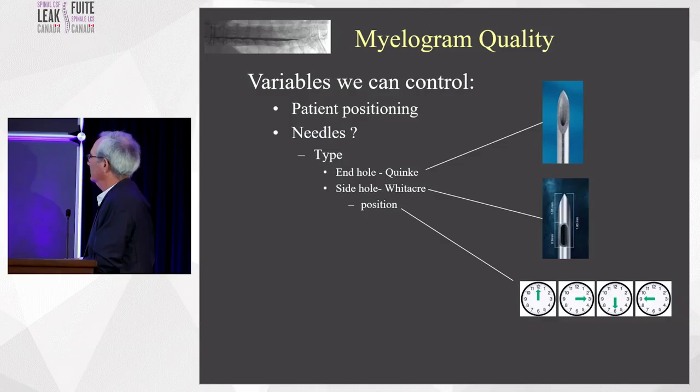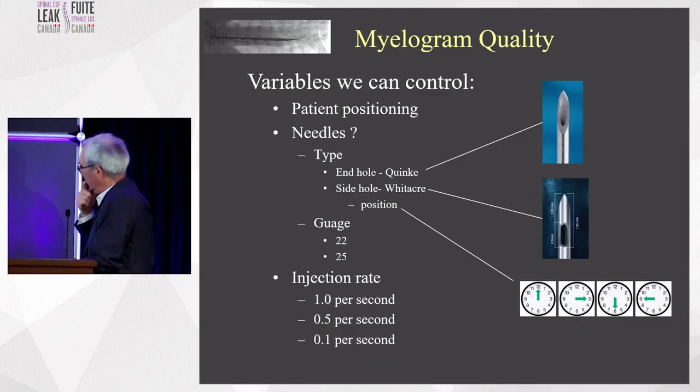12 o'clock, 3 o'clock? You're going to rotate that side hole to which position? That might be affecting the quality of my myelogram. The gauge of the needle, 22, 25. Now there's even 27. How does that affect the quality? And injection rate, that's a very important thing. Are we injecting at 1 per second?